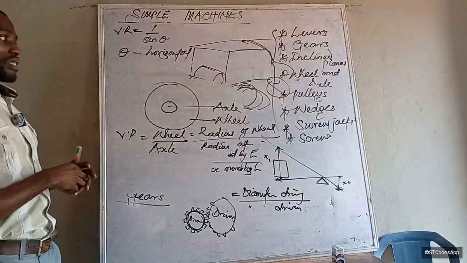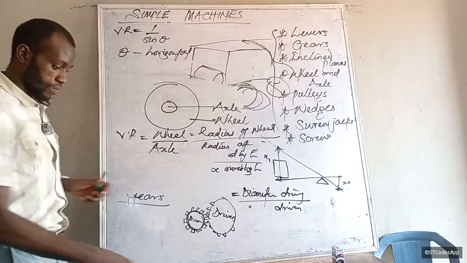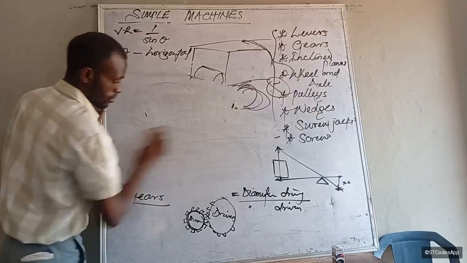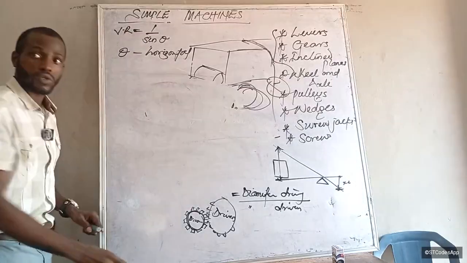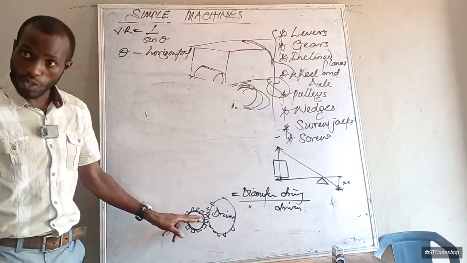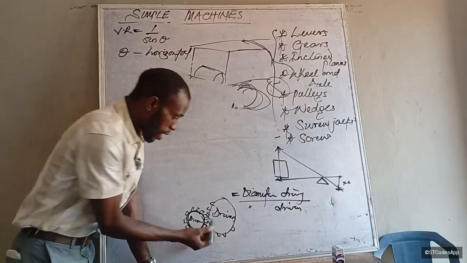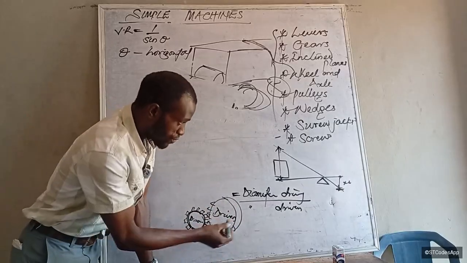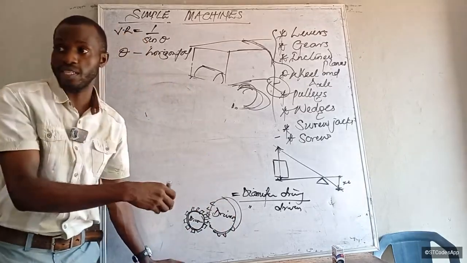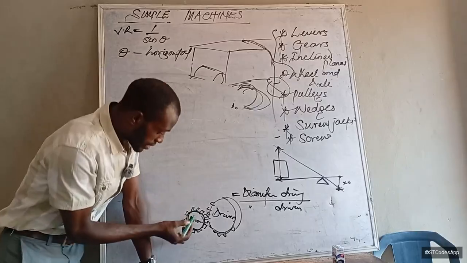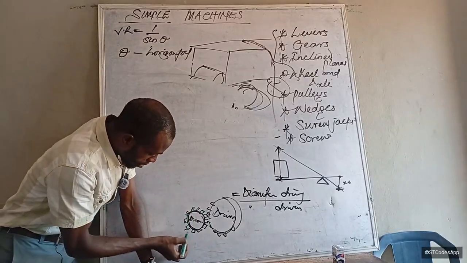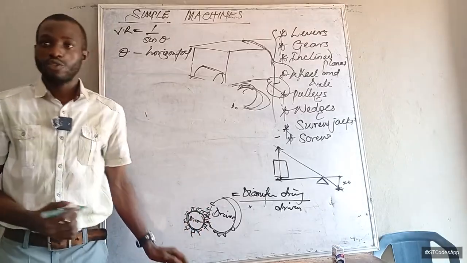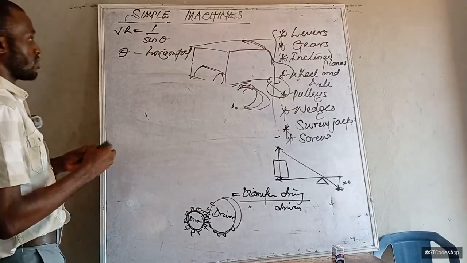Then what's the next one? Pulleys. Now with pulleys, there are different types of pulleys. And also, see, this one can also be number of teeth of driving over number of teeth of driven. Just all you do is count the teeth. How many teeth does it have? 1, 2, 3, 4, 5, 6, 7, 8, 9, 10, 11. So the number of teeth of driving over number of teeth of driven.